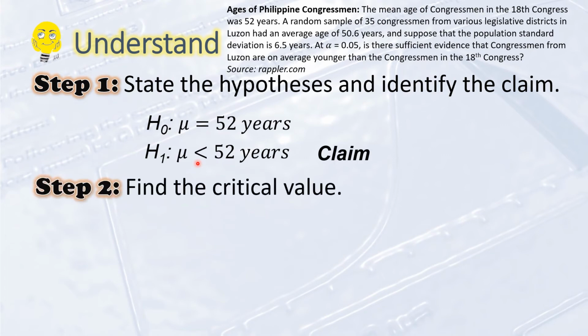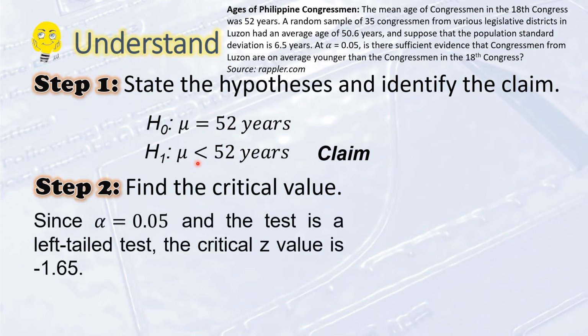For step 2, find the critical value. From example number 1, in a right-tailed test, the critical value for alpha 0.05 is positive 1.65. In this case, at alpha 0.05 and we are in a left-tailed test, then the critical z value is negative 1.65, and this is obtained using the z distribution table. It is important to be able to use the standard normal distribution table in finding the critical value for z at a given level of significance, or alpha.